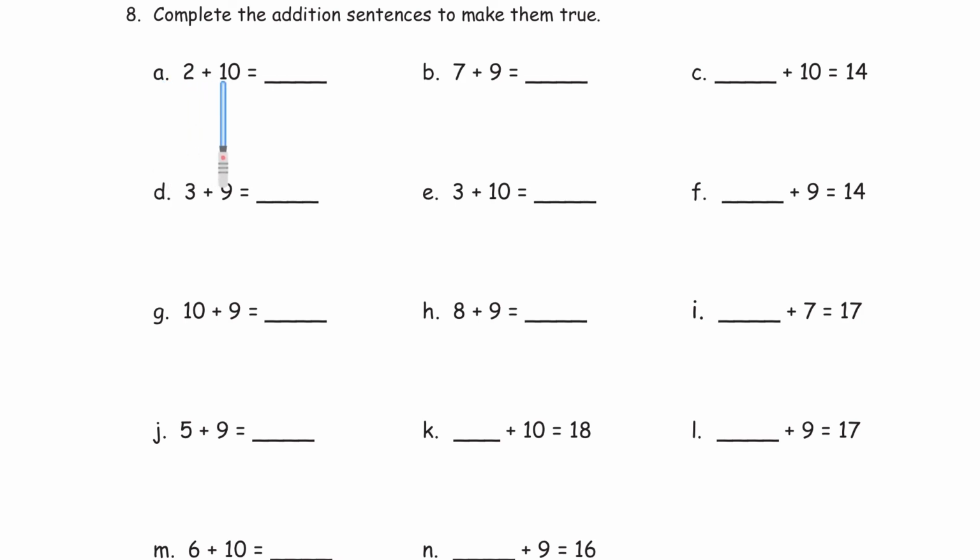So on letter A, we have 2 plus 10. That's pretty straightforward for me. I can do that because 10 is a friendly number, and I know that 2 plus 10 is 12. Let's take a look at a different letter, one where we have to make 10. Here we have 8 plus 9 on letter H. Well, I want to make 10 out of my 9.